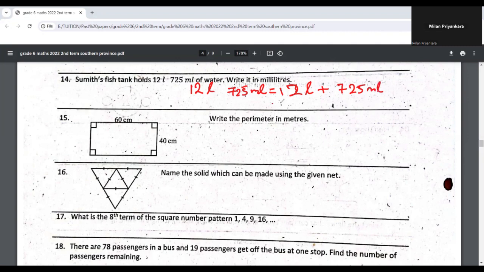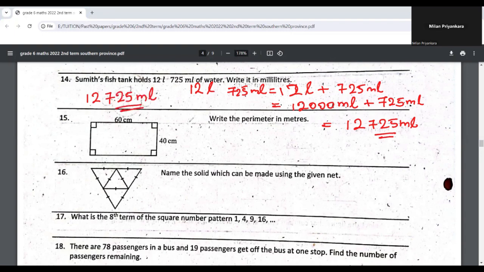For 12 liters, there are 12,000 milliliters because there are 1,000 milliliters for 1 liter. So it is 12,000 milliliters plus 725 milliliters. So now you can add this: 12,725 milliliters, right? So your answer should be 12,725 milliliters because here you have to write your answer in milliliters.